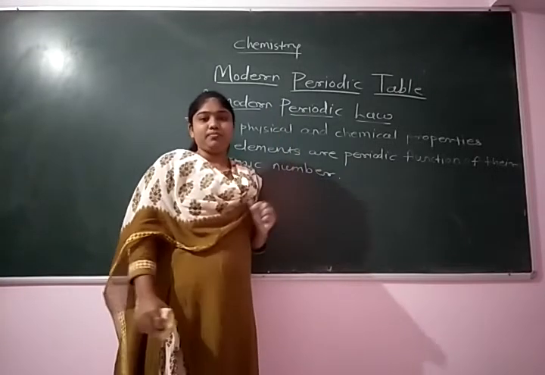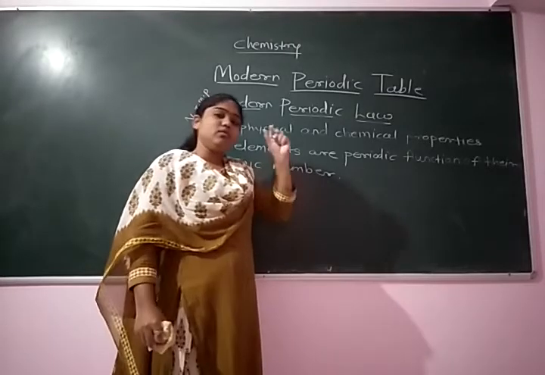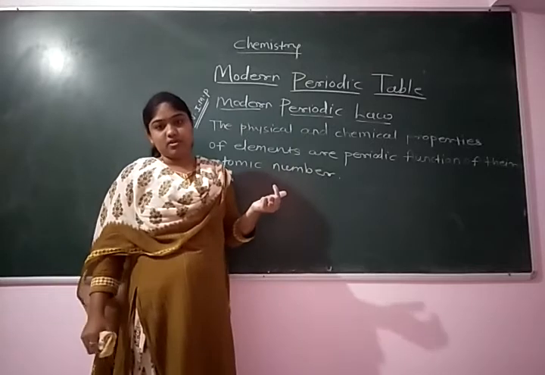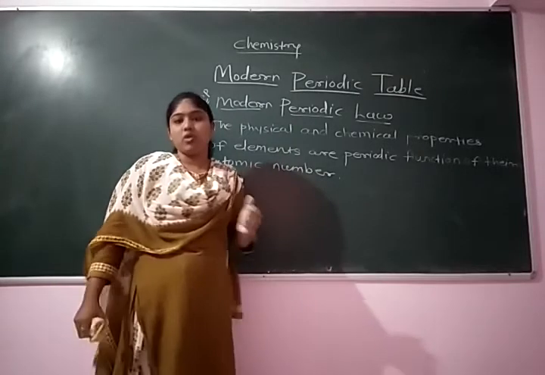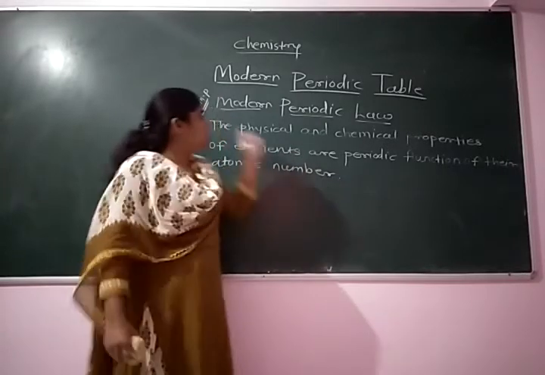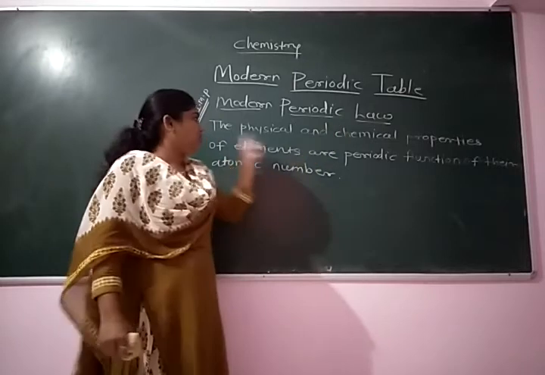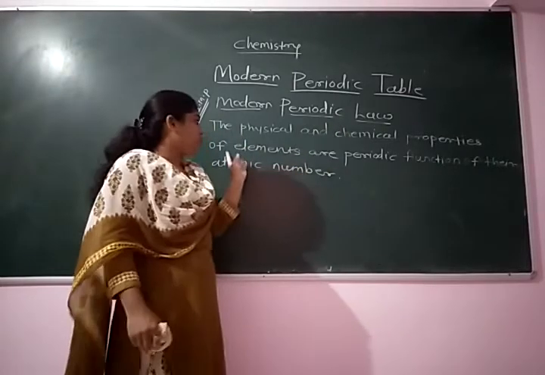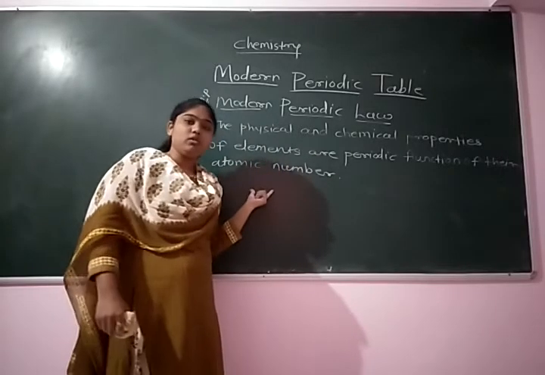Henry Moseley told that atomic number is the more fundamental property than atomic mass number, and he revised Mendeleev's periodic law. He modified Mendeleev's periodic law, and this is called modern periodic law. Modern periodic law: the physical and chemical properties of elements are periodic function of their atomic numbers.